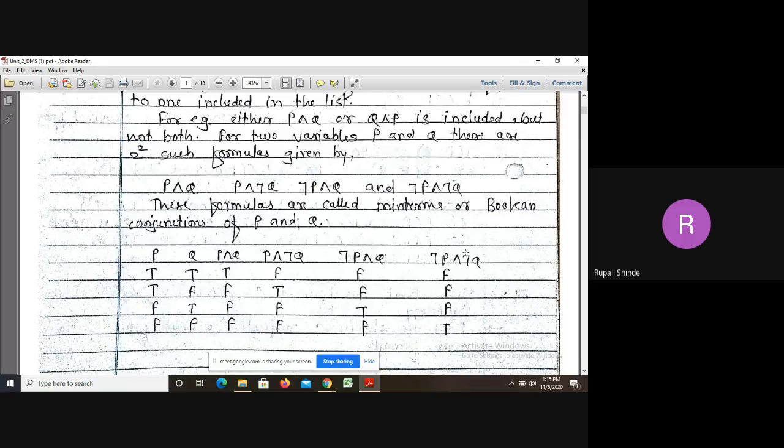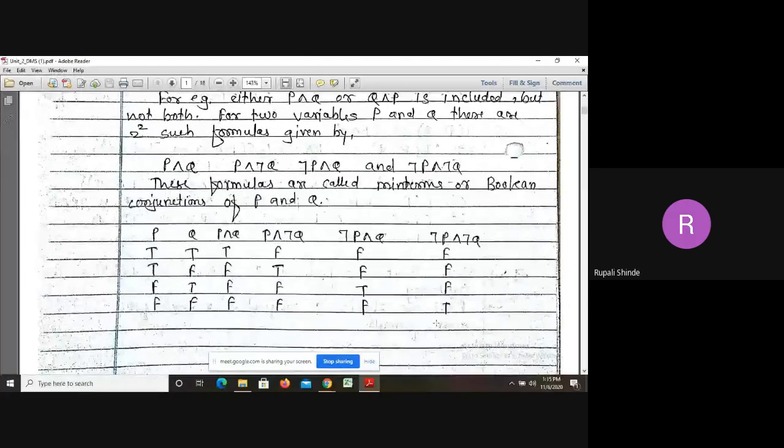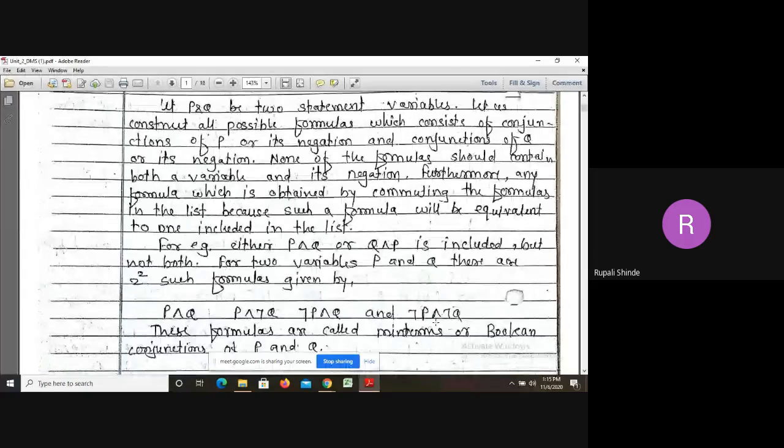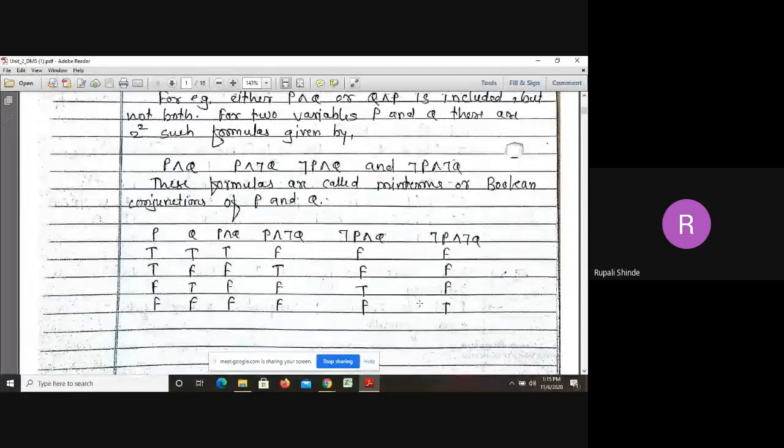Okay, so this is the conclusion about minterms. So have we understood this part regarding minterms? Yes, ma'am. Okay.